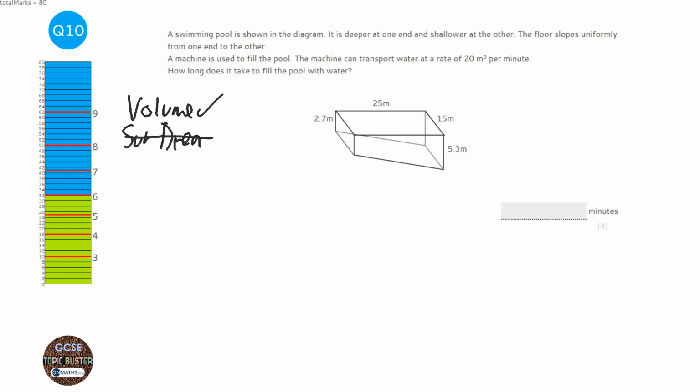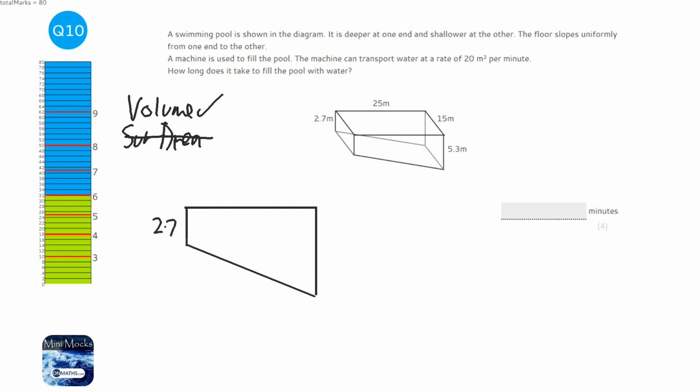Now, way of approaching this is figure out what the shape is. Well, the shape is a trapezium-based prism. So we've got to first of all work out what the area of the trapezium is. So I'm going to draw the trapezium out first. And that height is going to be 2.7 that side, 5.3 that side, and 25 across. And I'll leave off meters because I know they're all in meters. But do check they are all in meters when you do this.